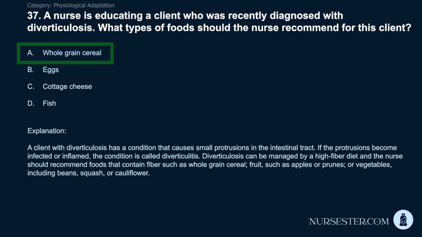Diverticulosis can be managed by a high-fiber diet, and the nurse should recommend foods that contain fiber such as whole-grain cereal, fruit, such as apples or prunes, or vegetables, including beans, squash, or cauliflower.